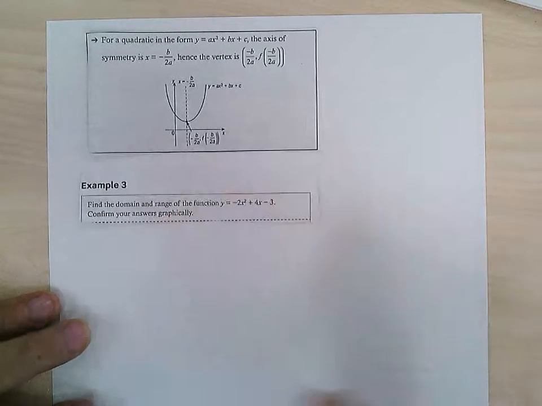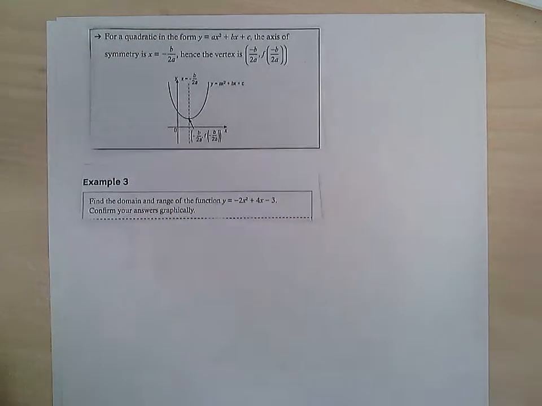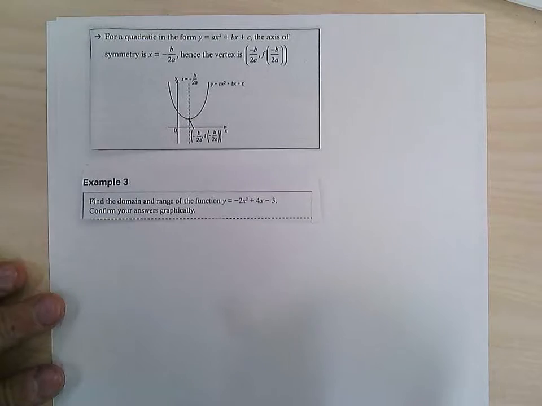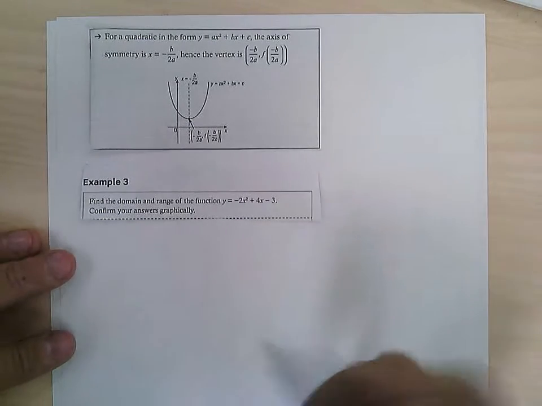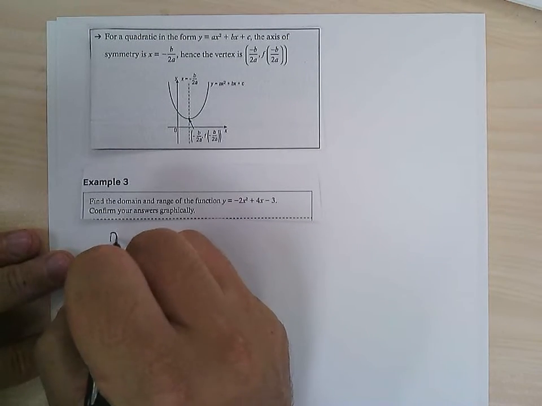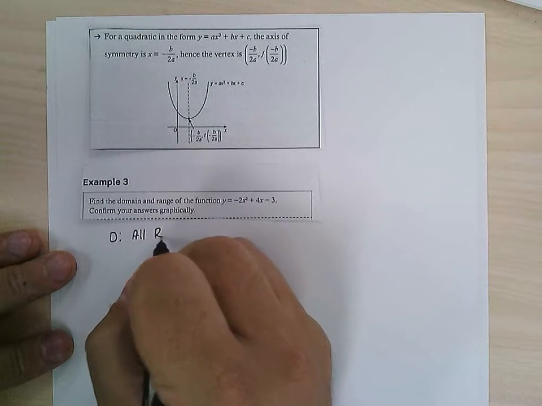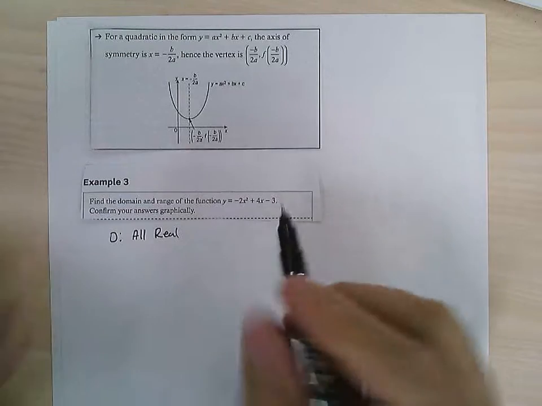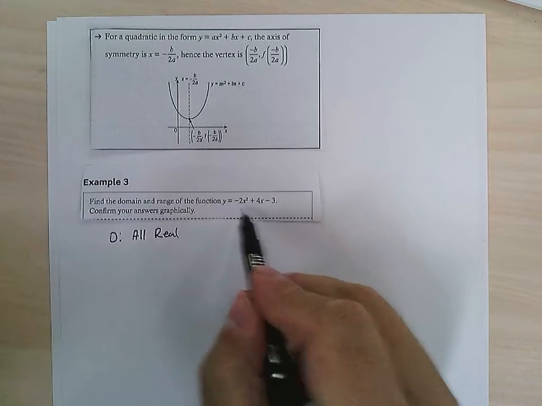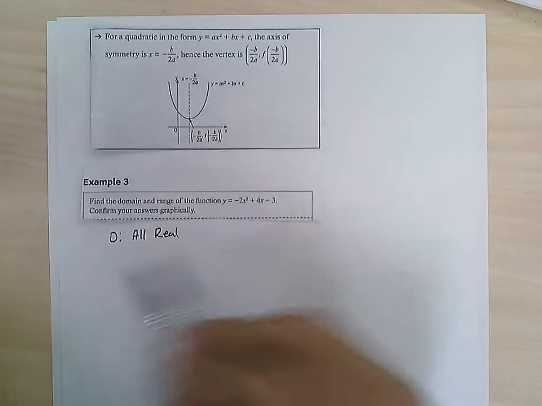So we're going to go ahead and go right into example 3. It says, find the domain and range of the function y is equal to negative 2x squared plus 4x minus 3, and confirm your answer graphically. We'll do that with a calculator. It asks us for the domain, but I know the domain of any quadratic equation is all real numbers. You can plug in any value and get an answer out of it, so it's all real.